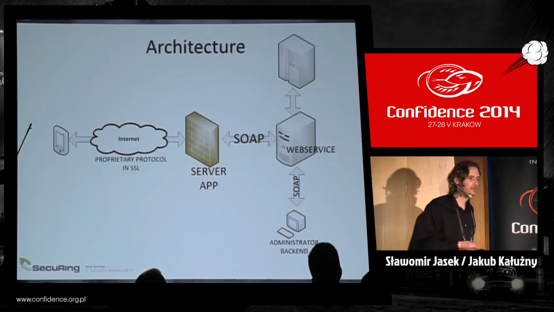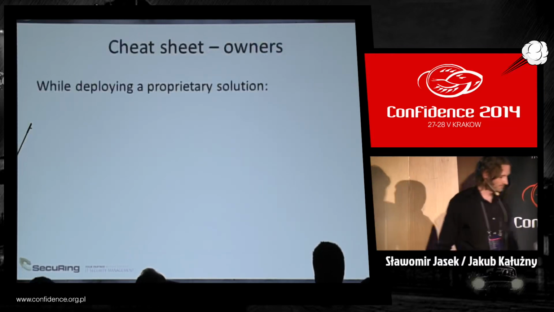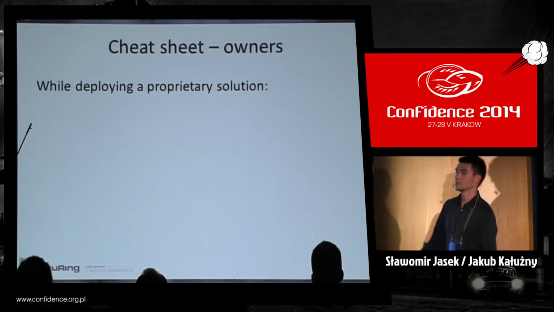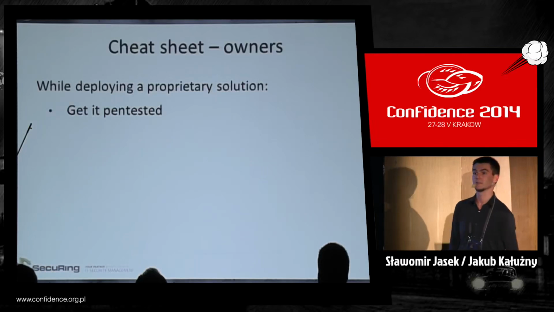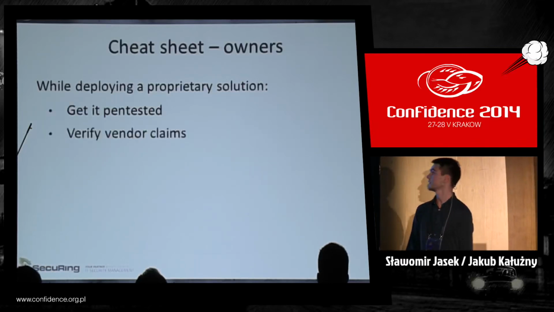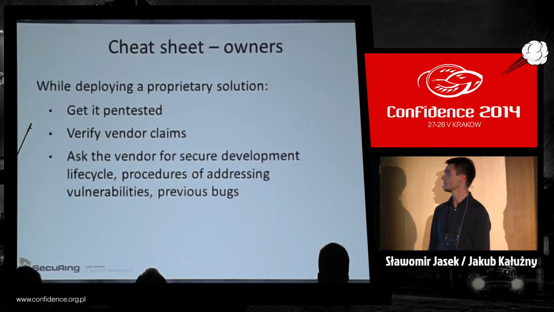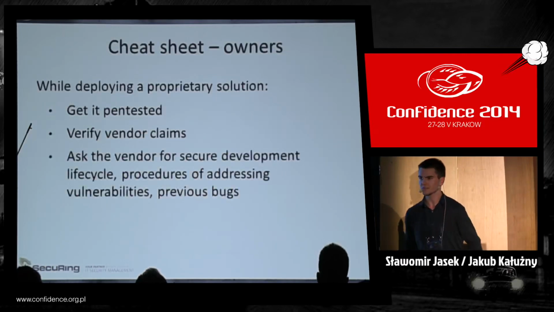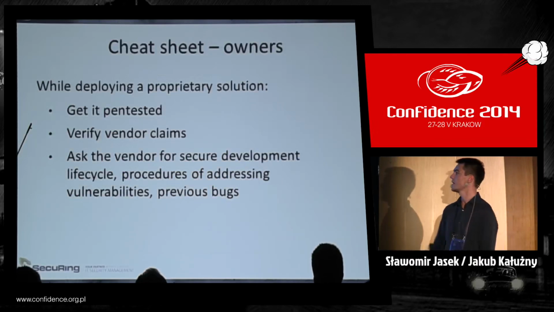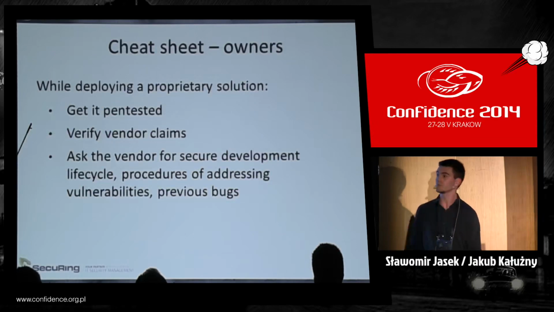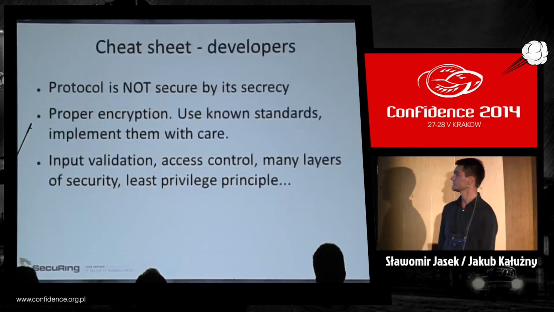Okay, now some cheat sheet for owners who deploy this. These kind of solutions, where are the proprietary network protocols? So first, get it pen tested. Do not fear. Get a good company to pen test it. You should verify the vendor claims. So you should ask for the secure software development lifecycle. You should ask for procedures. How do they handle incident response? How did they handle the previous bugs?